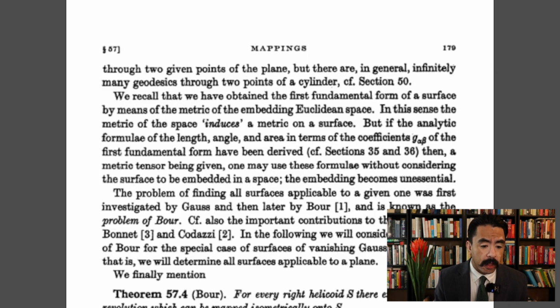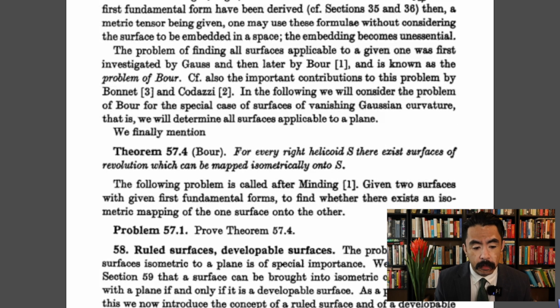But if the analytic formulae of the length, angle, and area in terms of the coefficients g sub alpha beta of the first fundamental form have been derived, for which refer to sections 35 and 36 previously, then a metric tensor being given, one may use these formulae without considering the surface to be embedded in a space. The embedding becomes unessential. The problem of finding all surfaces applicable to a given one was first investigated by Gauss and later by Bohr, and is known as the problem of Bohr, and also referred to the important contributions to this problem by Bonnet and Kadazi.